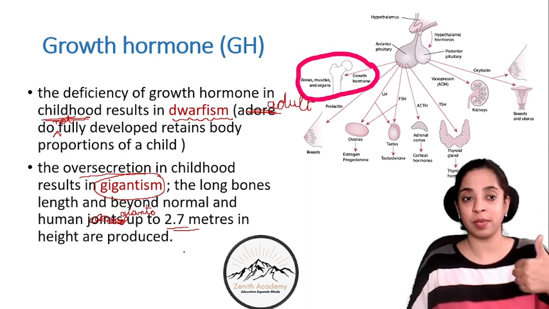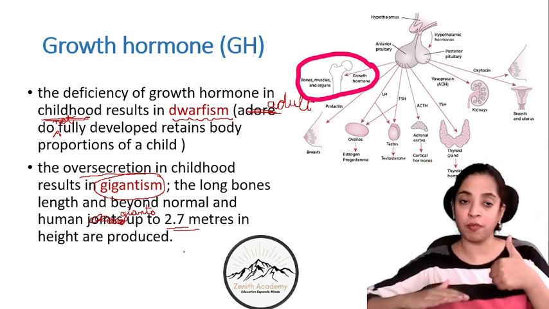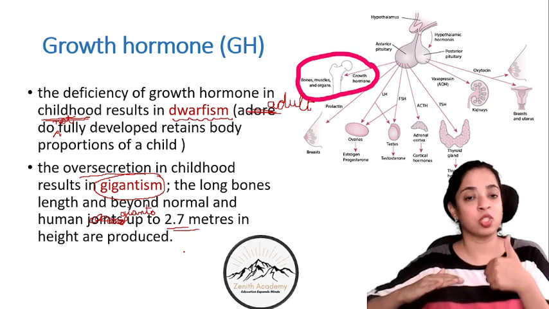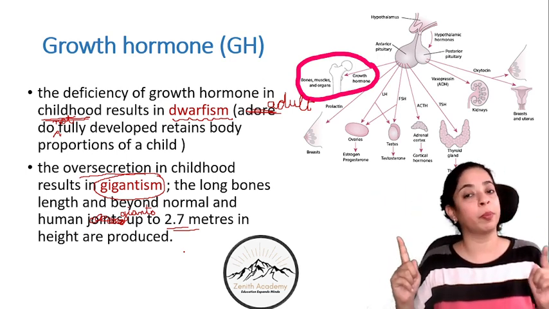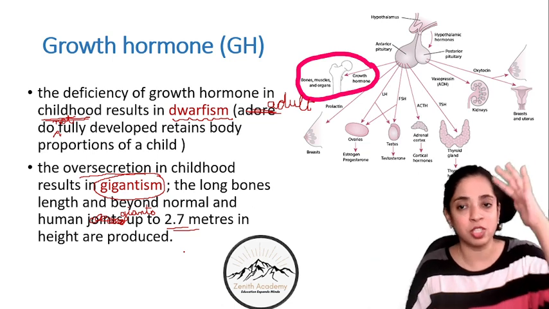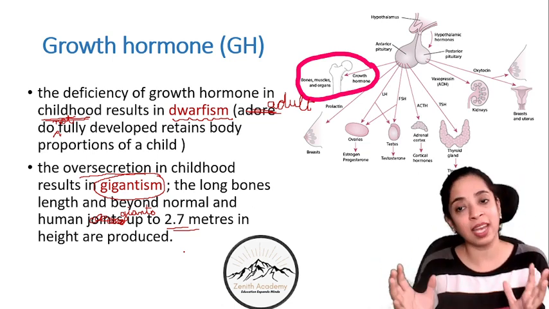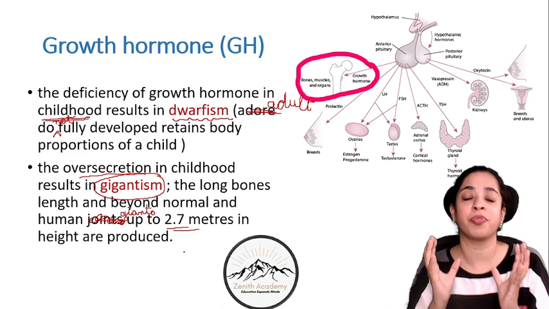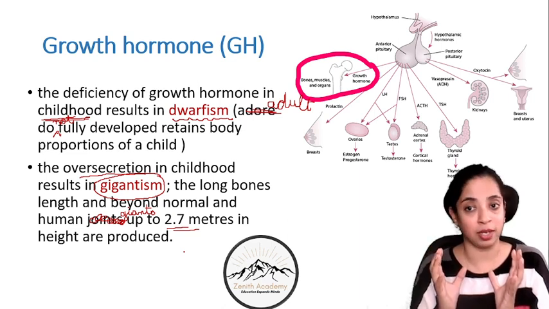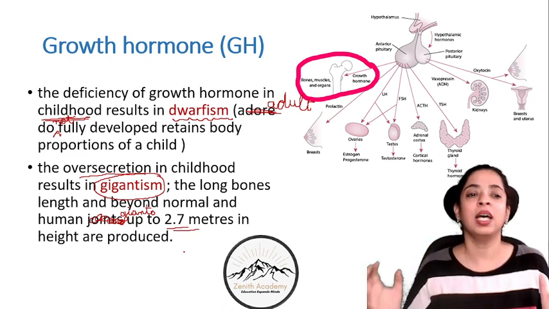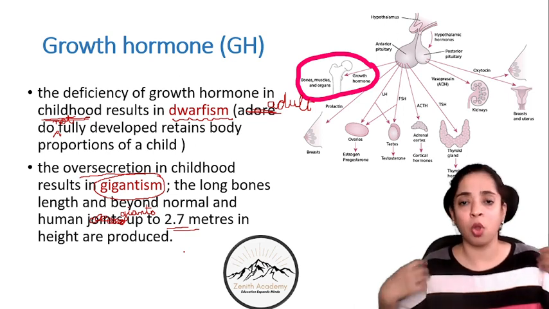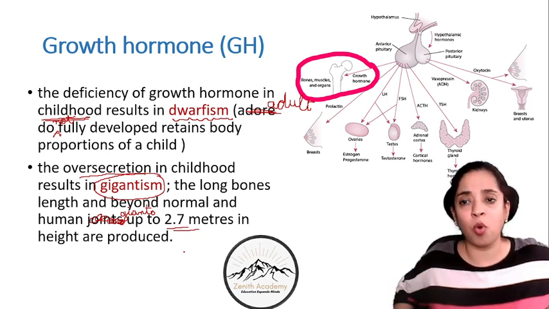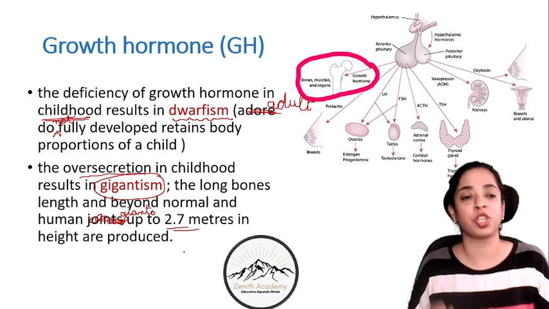One is dwarfism. When there is a deficiency of growth hormone, then it is dwarfism. The adult does not fully develop and retains the body proportion of a child. It remains dwarf. He looks like an adult. The facial expression, face and all looks like an adult, but the proportions of the body are like those of a child. The long bones, the overall body growth is of a child.